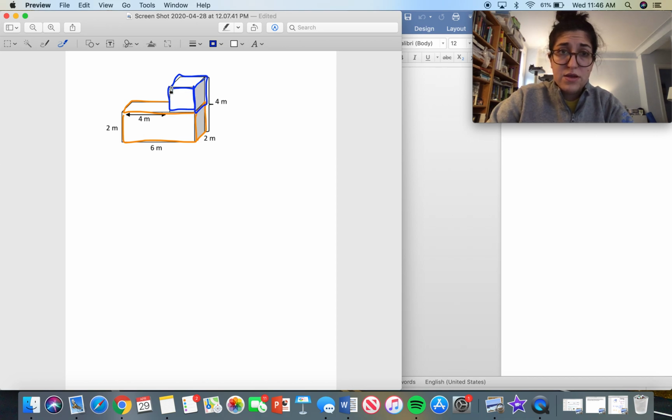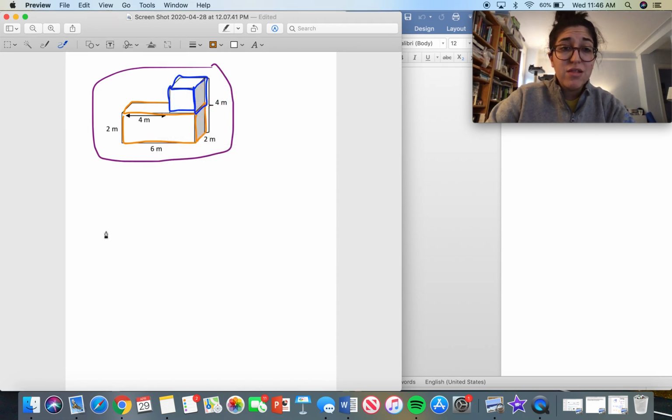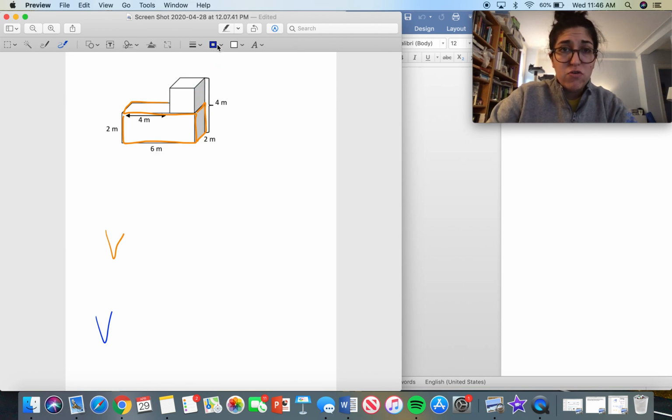Right? And again, if I'm looking for the volume of purple, the whole thing, what I'm going to do is, again, just find the volume of orange, find the volume of blue, and add them together. Let's start with looking just at orange. Now again, volume is length times width times height.